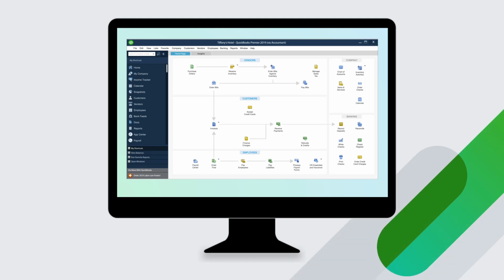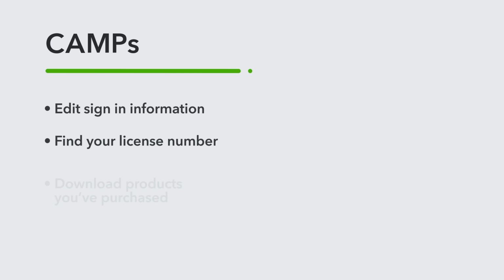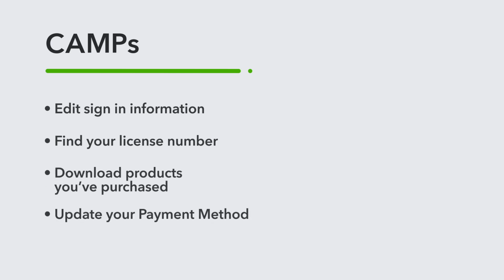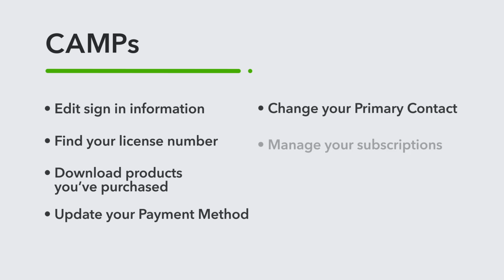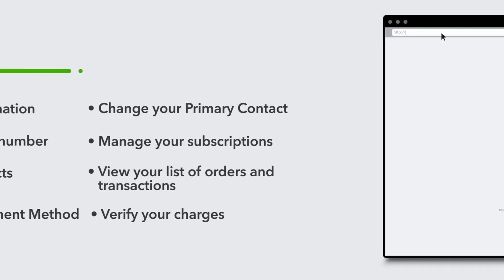You can manage your QuickBooks Desktop account at your convenience in one place by using the Customer Account Management Portal, also known as CAMPS. In CAMPS, you can edit sign-in information, find your license number, or download products you've purchased. You can also update your payment method, change your primary contact, manage your subscriptions, view your list of orders, transactions, and verify your charges. Let's take a look.